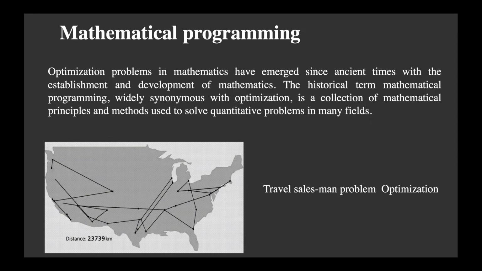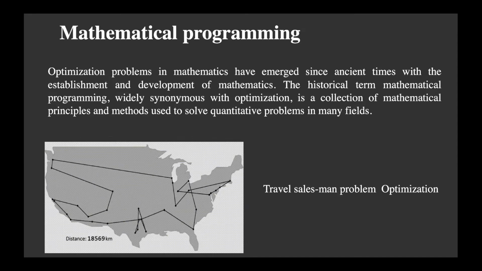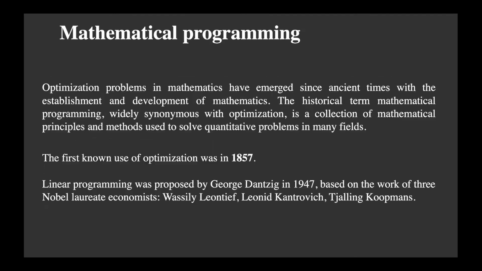The historical term mathematical programming, widely synonymous with optimization, is a collection of mathematical principles and methods used to solve quantitative problems in many fields. The first known use of optimization was in 1857. The most used word, linear programming, was proposed by George Dantzig in 1947, based on the work of three Nobel laureate economists, Wassily Leontief, Leonid Kantorovich, and Tjalling Koopmans.